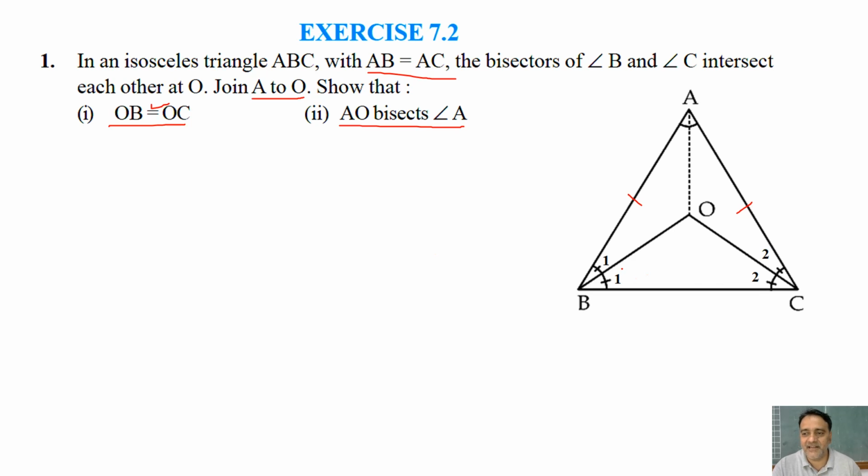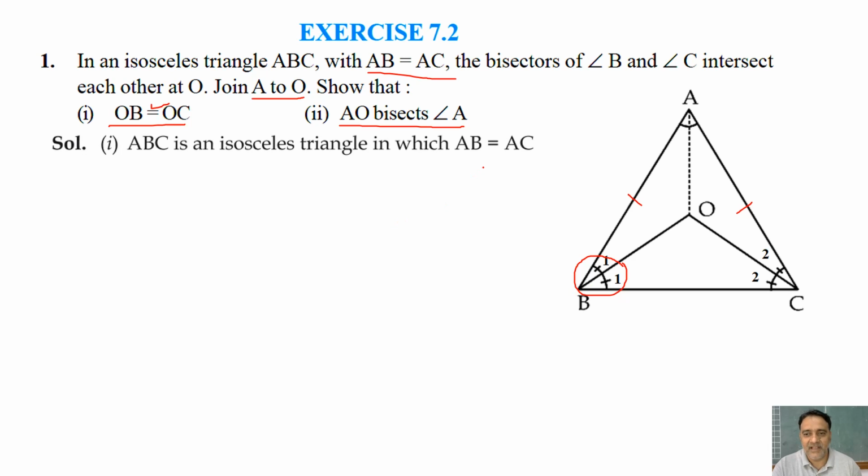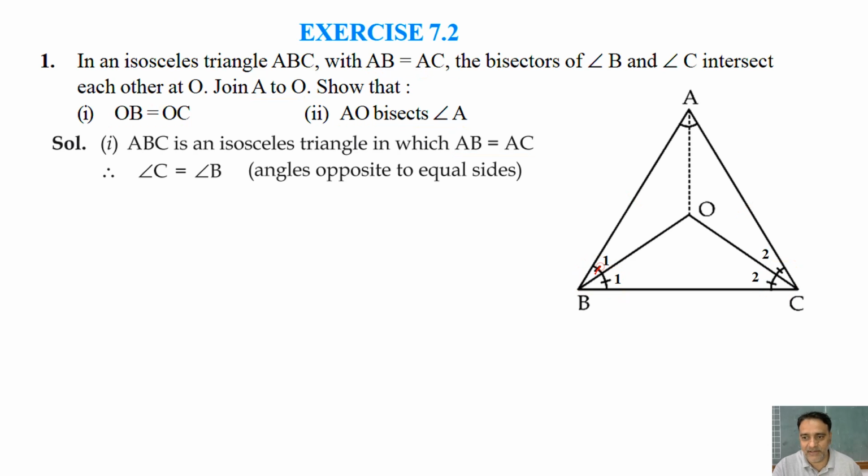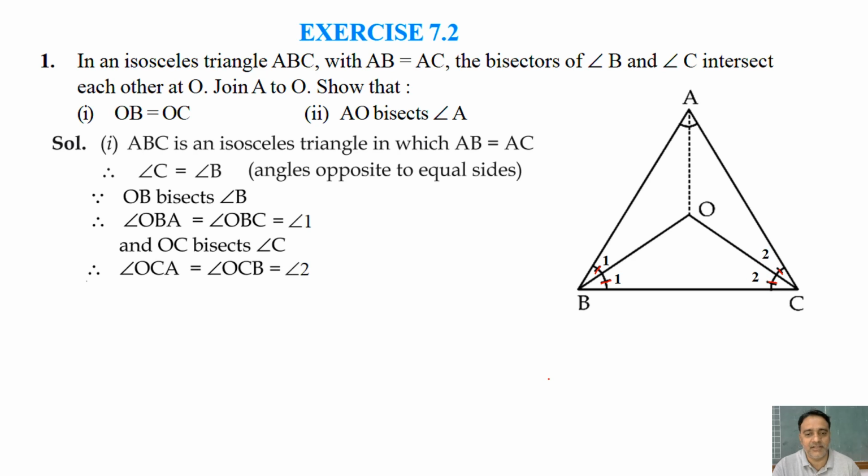What is given: OB is the bisector of angle ABC, and AB is equal to AC, it is also given. So angle B and angle C will both be equal. Why? Angles opposite to equal sides are equal. Now OB is the bisector of this angle, so these two angles are equal, and let these two angles be angle 1. Similarly, OC is the bisector of this angle, so these two angles are equal. Let both angles be angle 2.